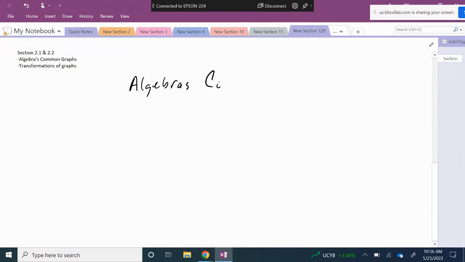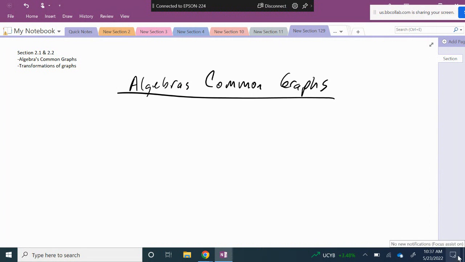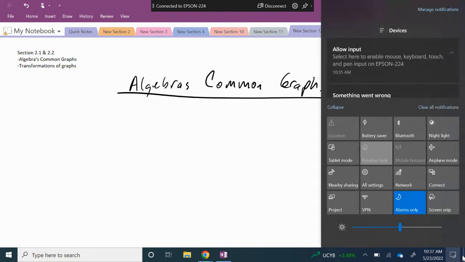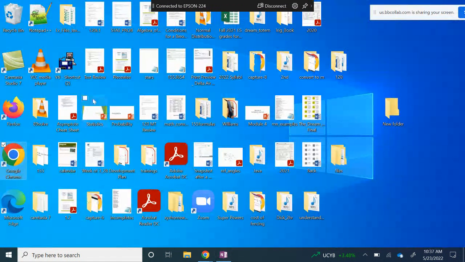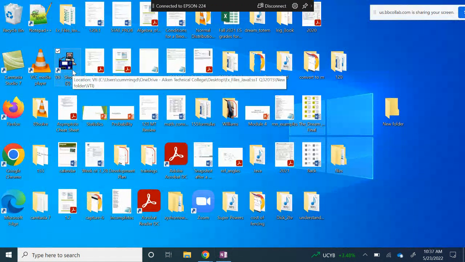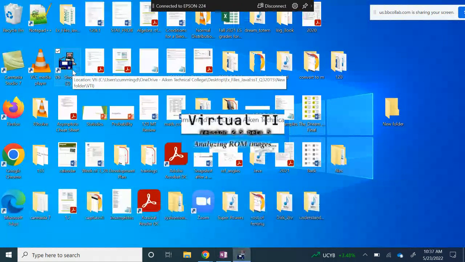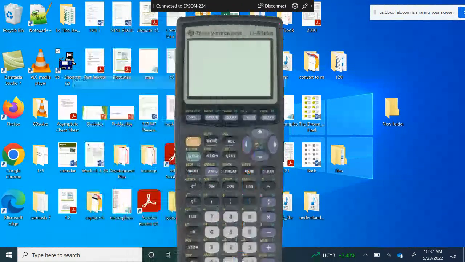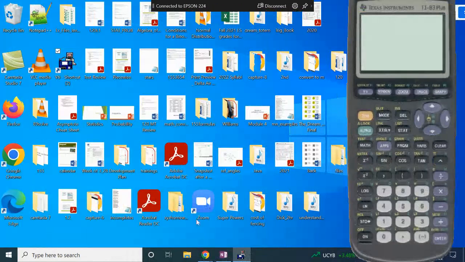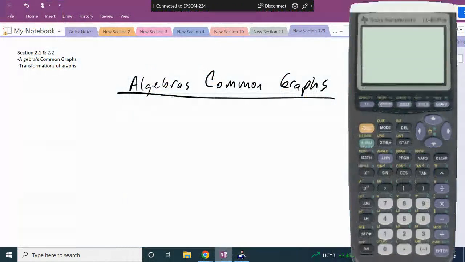And we're also going to use a calculator to graph these things as well. I want to bring that up. All right, I'm just going to sit there to the side for now.